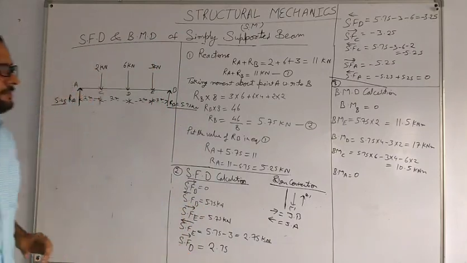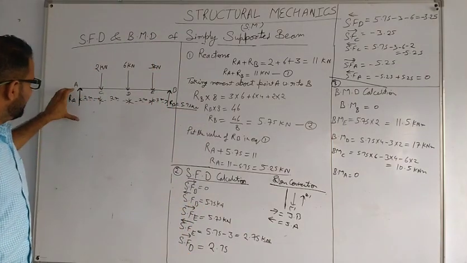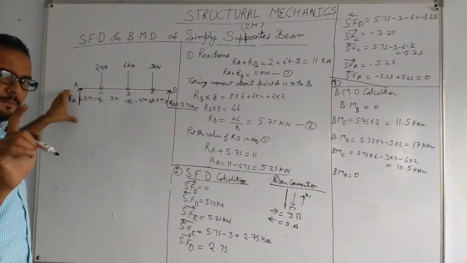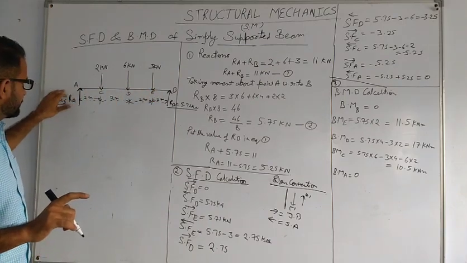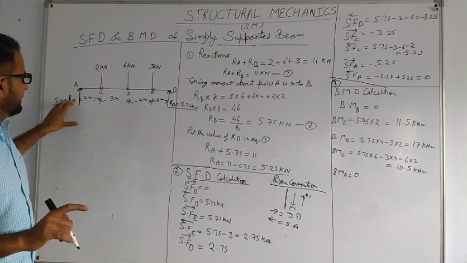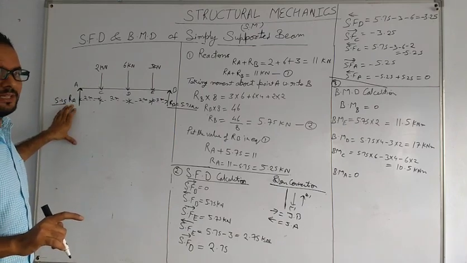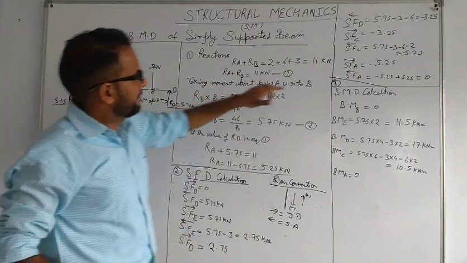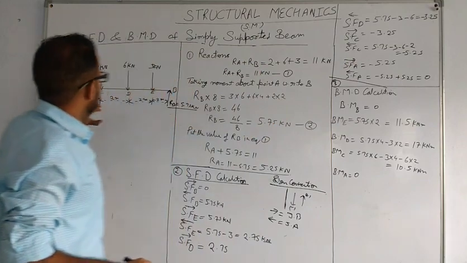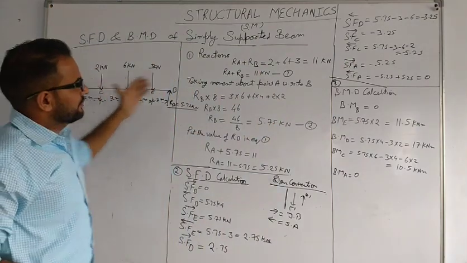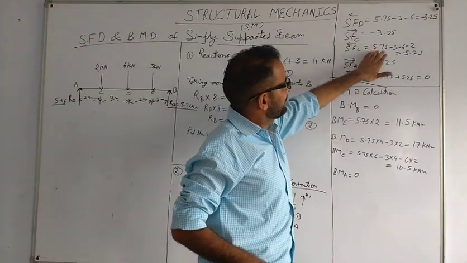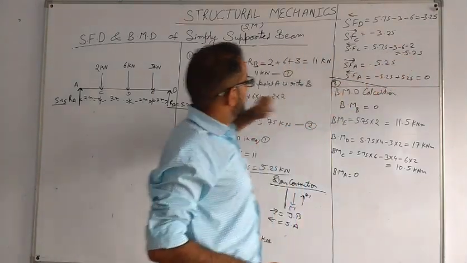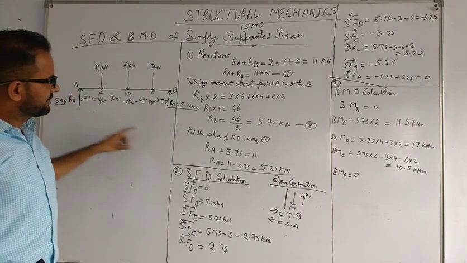Now one thing you have to remember: at the end point, when you calculate the shear force, it should equal the reaction at point A. Look at the shear force at point A just before; it is the same as just after C, which is 5.75 minus 3 minus 6 minus 2 equals minus 5.25, which equals the reaction.